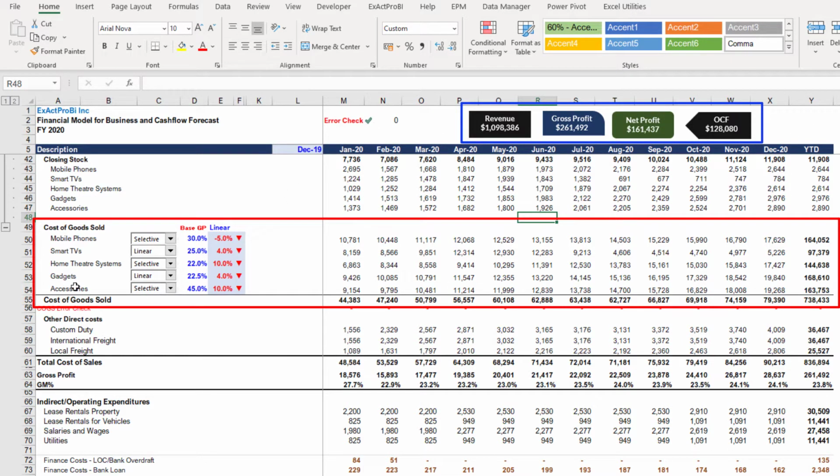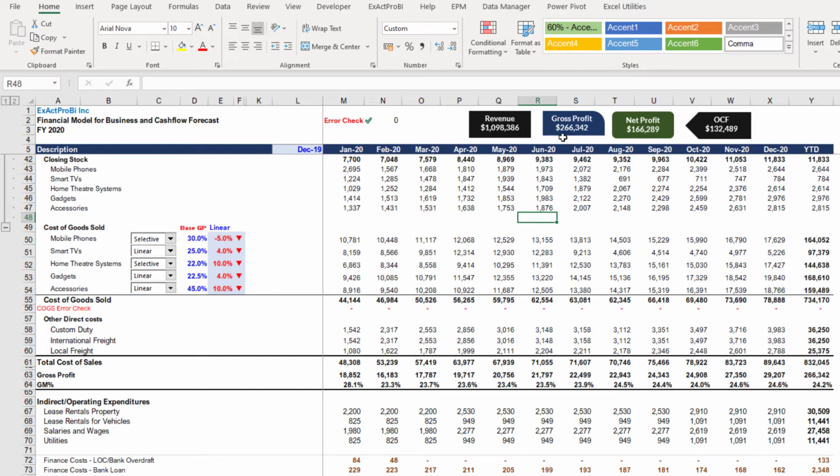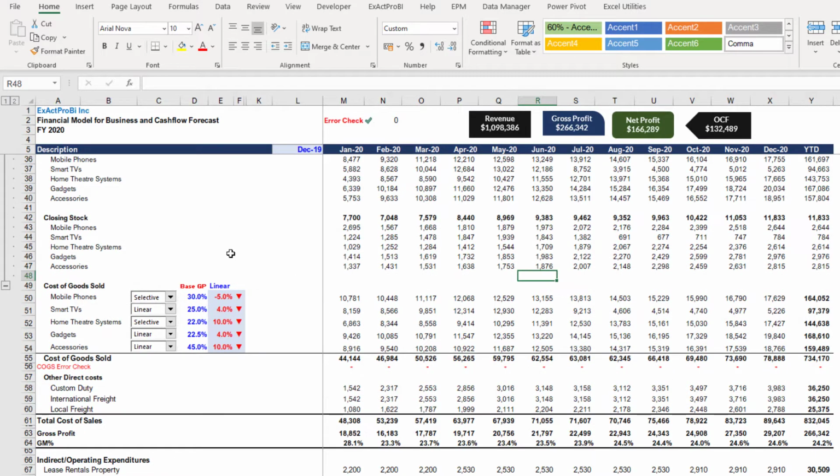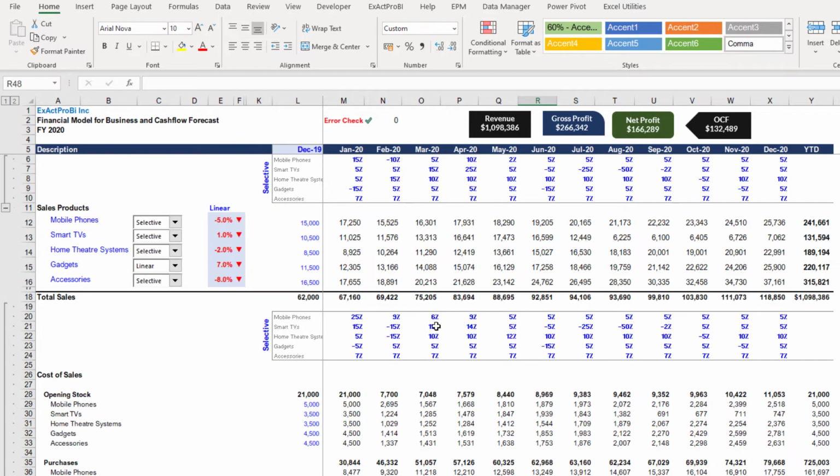Now if we put selective for accessories, the gross profit has reduced, net profit has reduced, and OCF is reduced. Not by a big amount, but also not by a small amount. So there is a reduction, not a substantial one, but a noticeable reduction as well. So let's change back to linear, and accordingly all these KPIs are changing. So you can interrelate everything: when you change a single KPI or scenario, how the overall business is impacted.